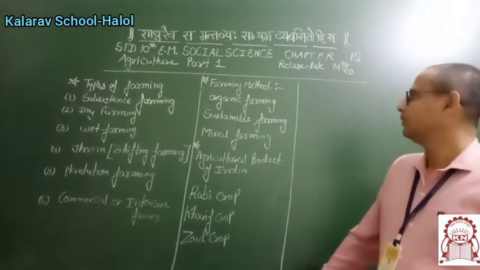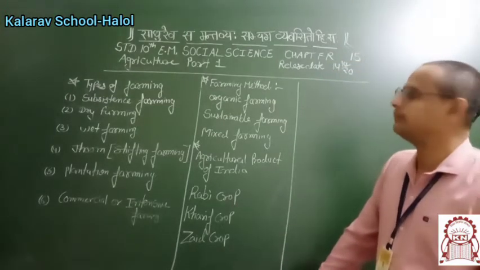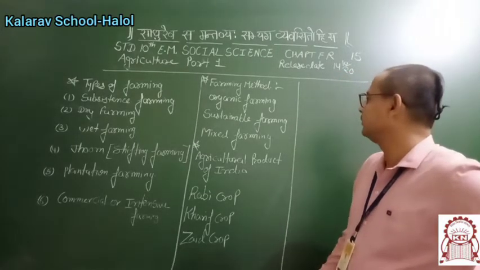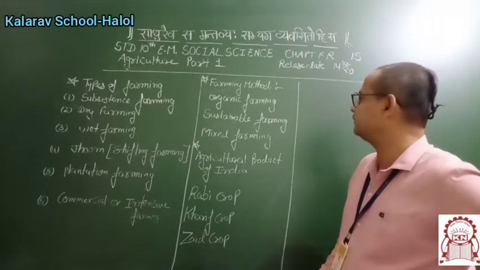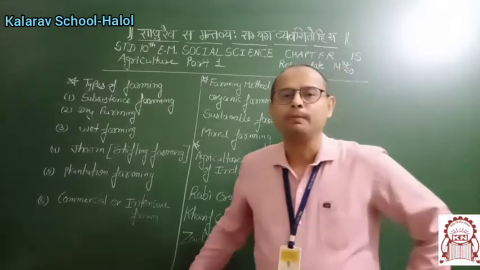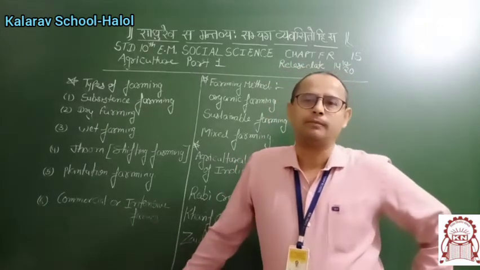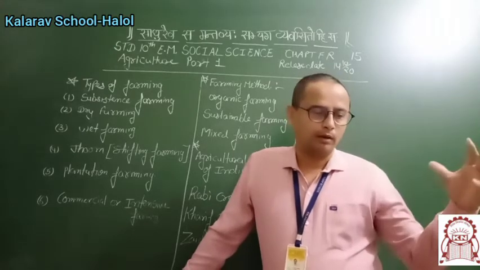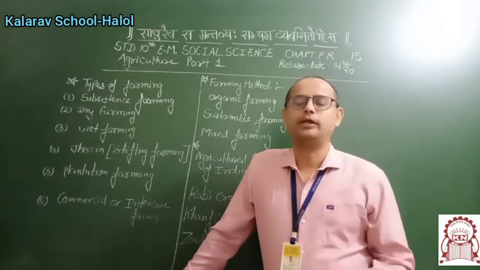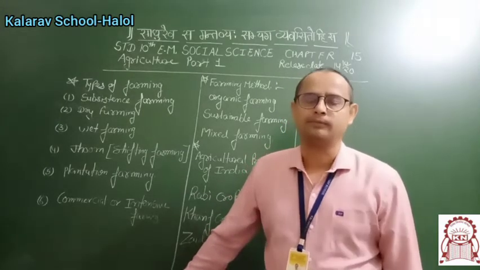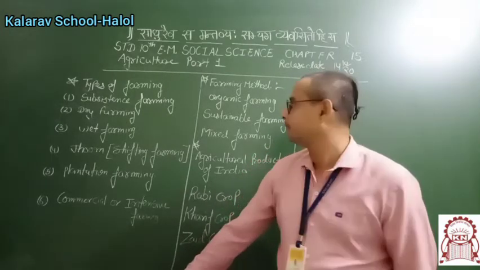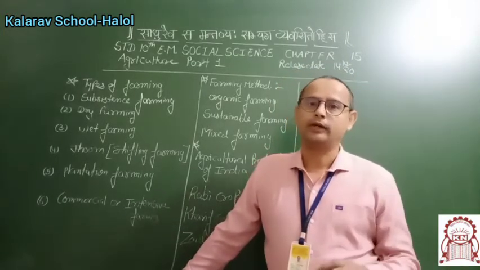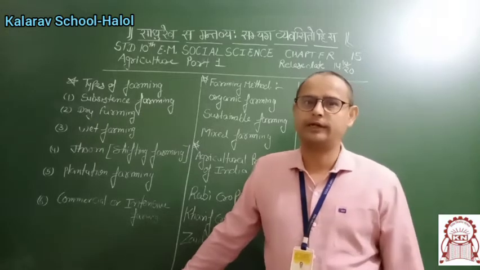After that, next is farming method. Three types of farming you can see here. One is organic farming, second is sustainable farming, and third is mixed farming. Organic farming takes place with the help of natural manure. There is no use of chemical fertilizer or chemical pesticides. That is called organic farming. This farming has now become very popular in different parts of the world as well as India.